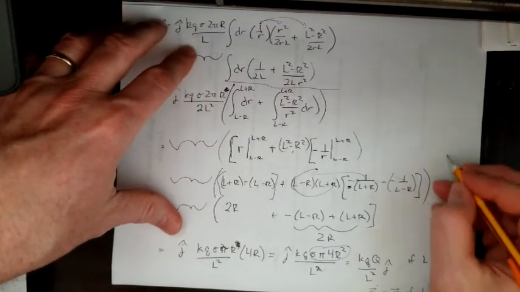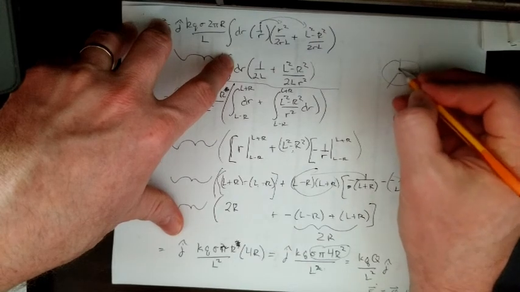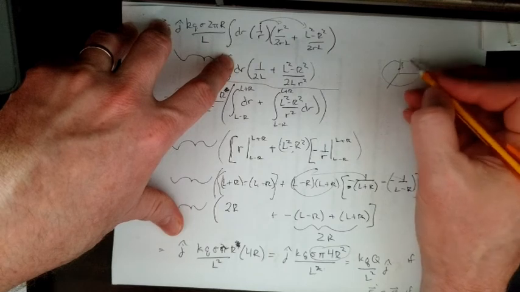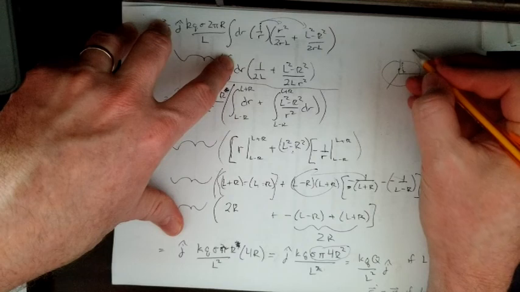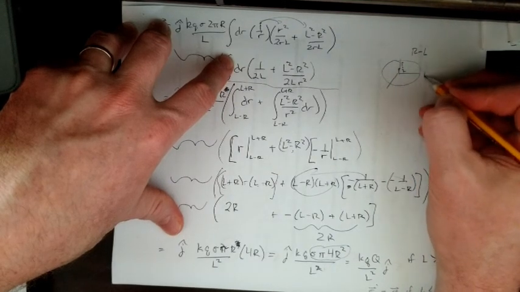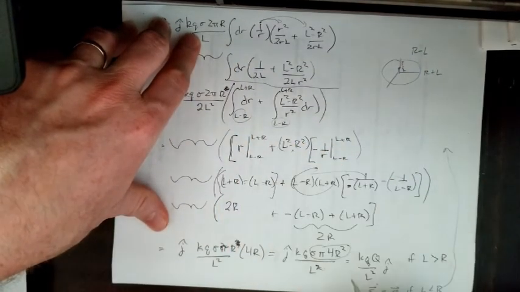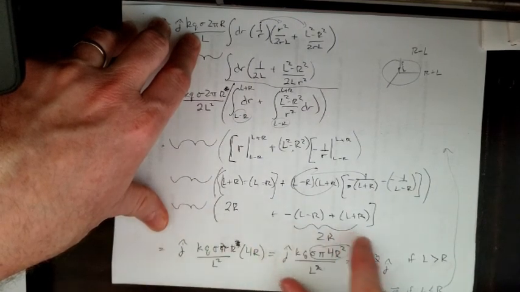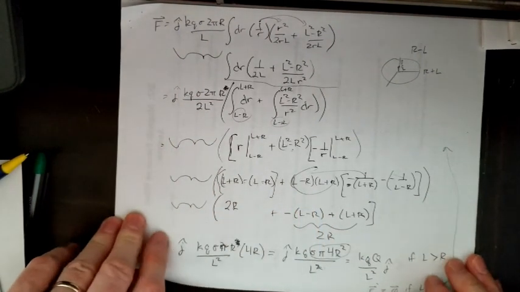If L is less than R, then if you think about it, I'm inside the sphere here. The smallest value of r is going to be R minus L, and the largest value will be R plus L. The difference is that that flips around, and ultimately you'll end up with 0 here. And that is the derivation.